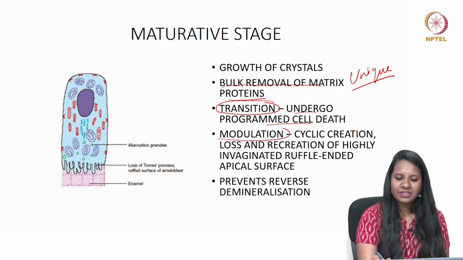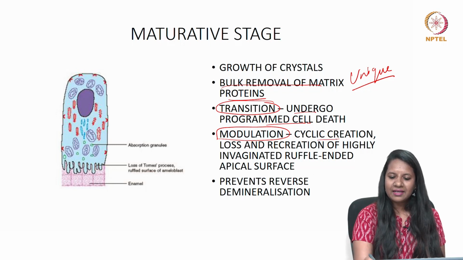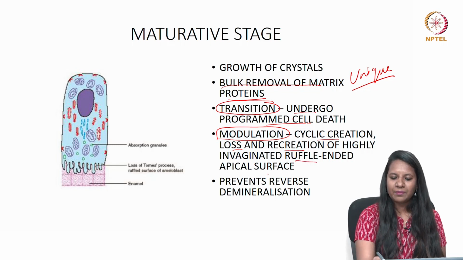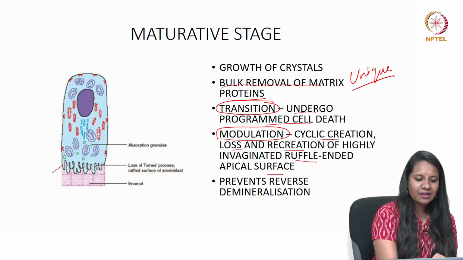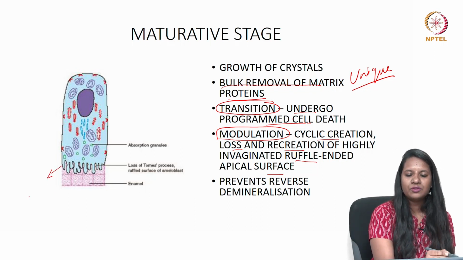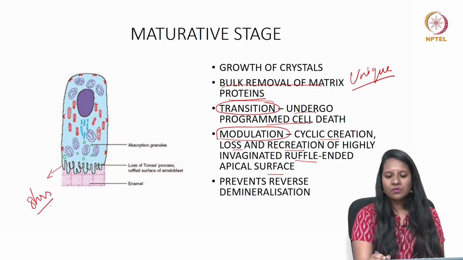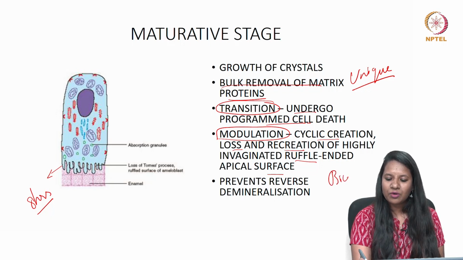There is a special feature called modulation. Modulation is nothing but the cyclic creation, loss and recreation of a highly invaginated ruffle-ended apical surface. That is, the ameloblast will be changing from ruffle-ended to smooth-ended, which will occur once in 8 hours. What is the use of this? Due to the formation of the enamel, that is, due to the formation of more minerals, acidification occurs. So, this ruffle-ended will secrete bicarbonate ions.